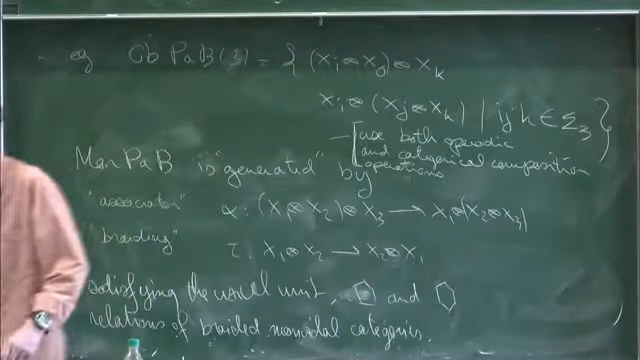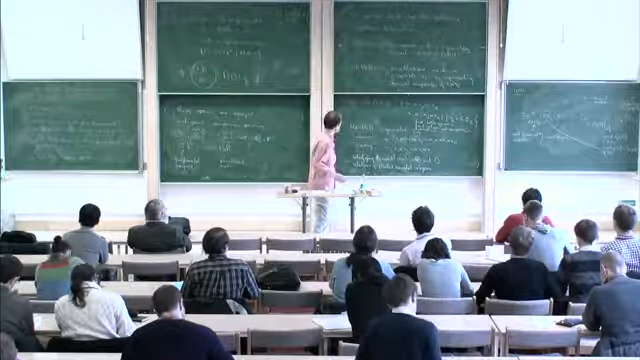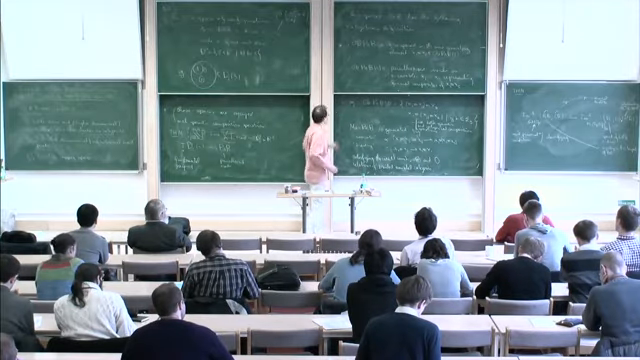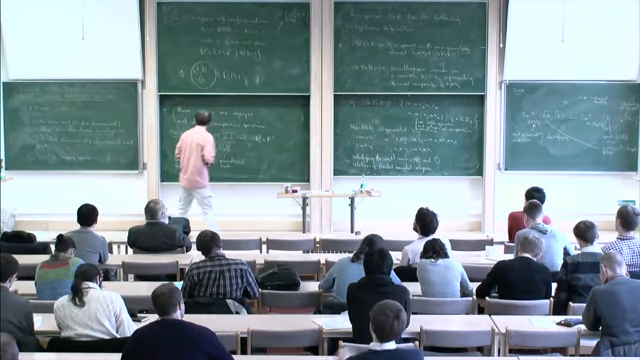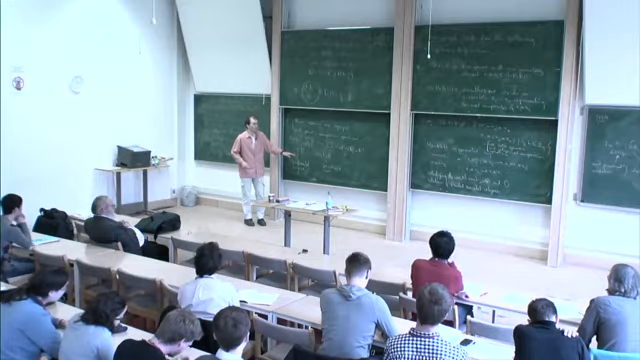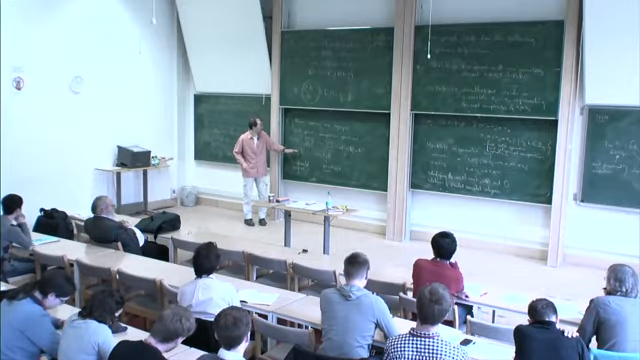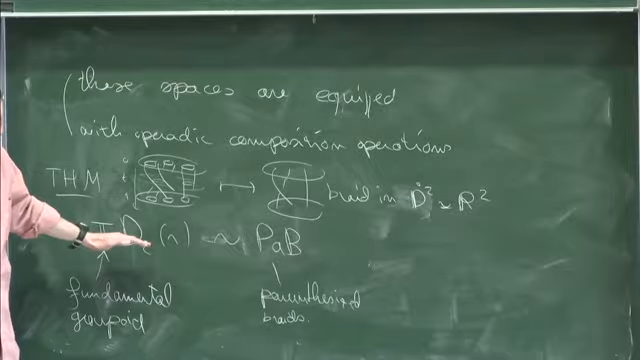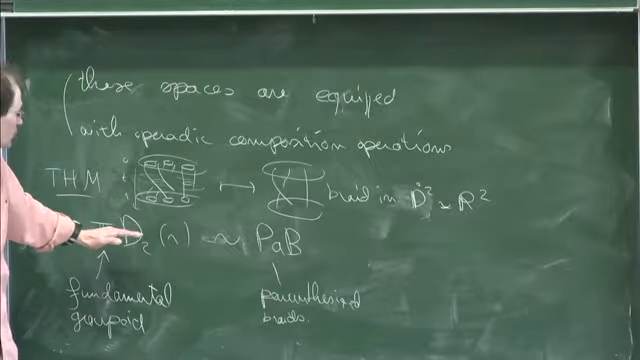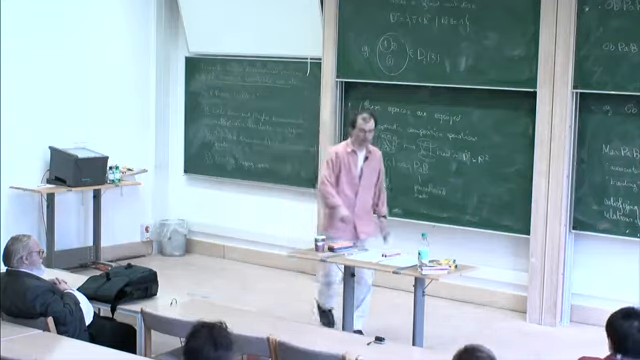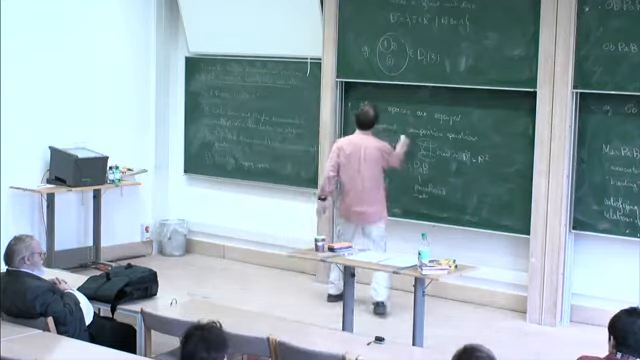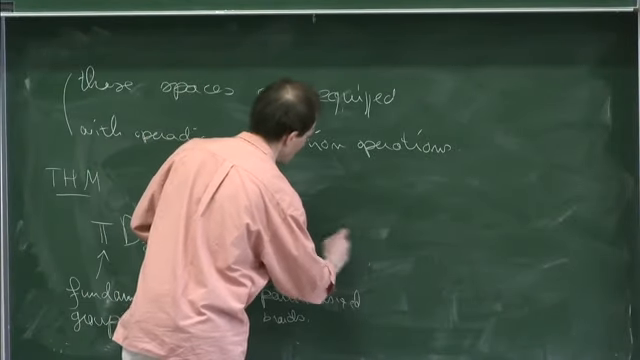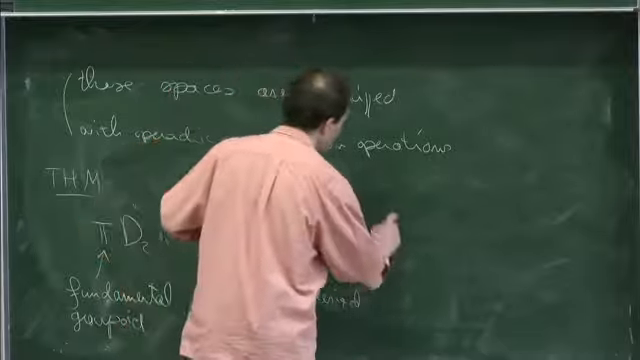So I would like to get a higher dimensional version of this operad, of this algebraic structure. In the higher dimensional case, the fundamental groupoid doesn't make sense, because the operads Dn for n larger than 2 are simply connected, so you don't have any fundamental group.